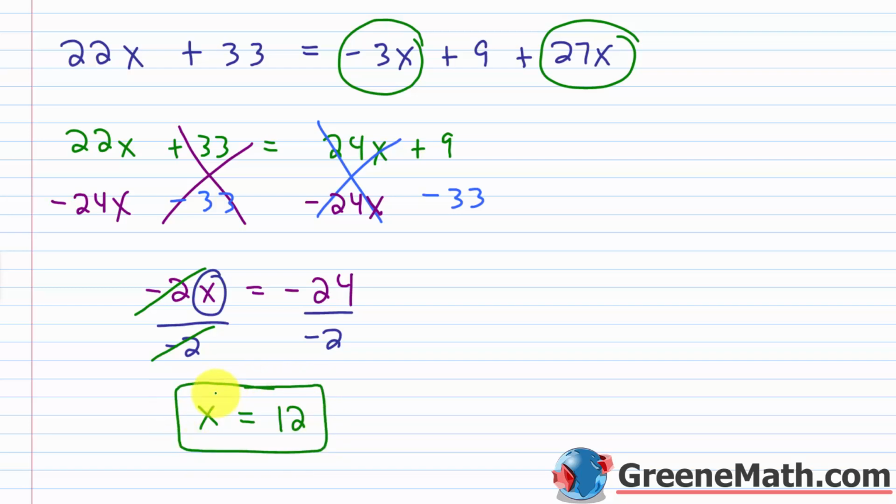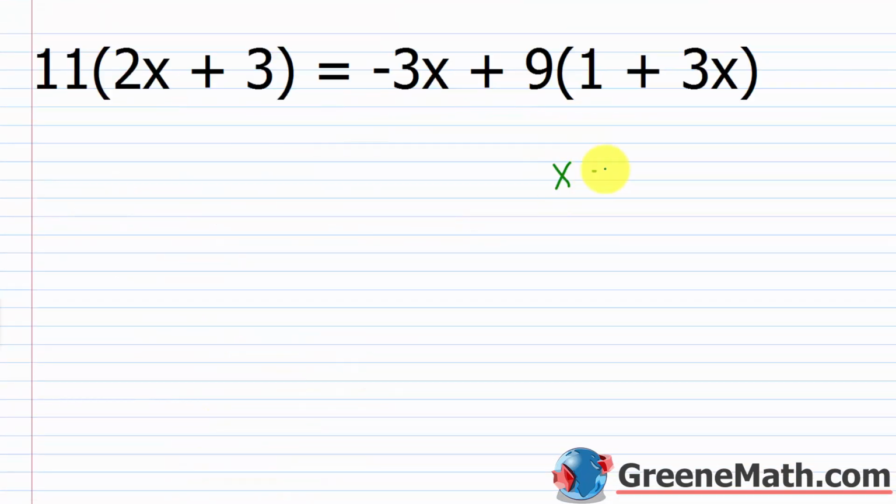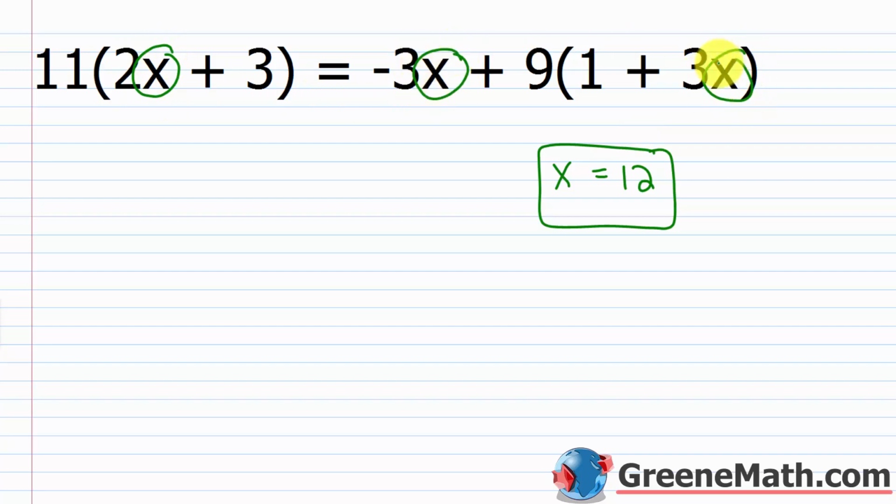Again, let's check this. So I'm going to erase everything. We said x is equal to 12. So I'm going to plug in a 12 here, and also here. So we'll have 11 times, inside of parentheses, this quantity 2 times 12.